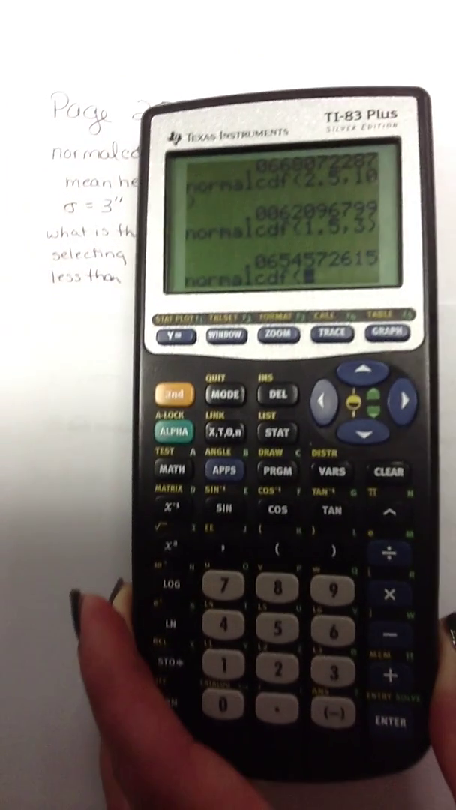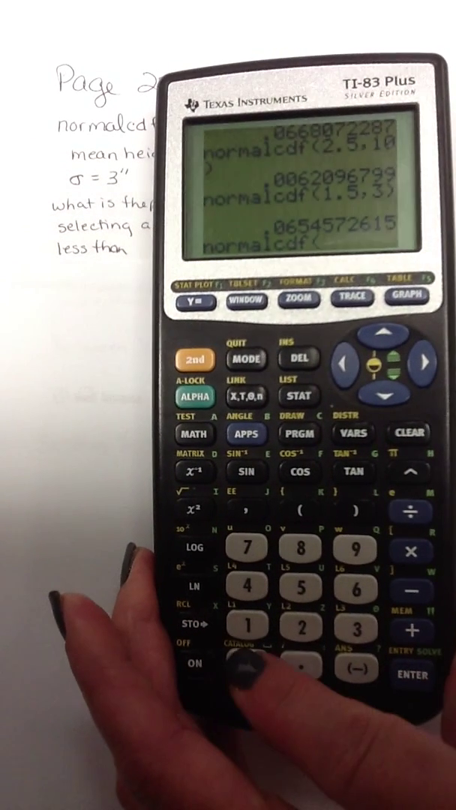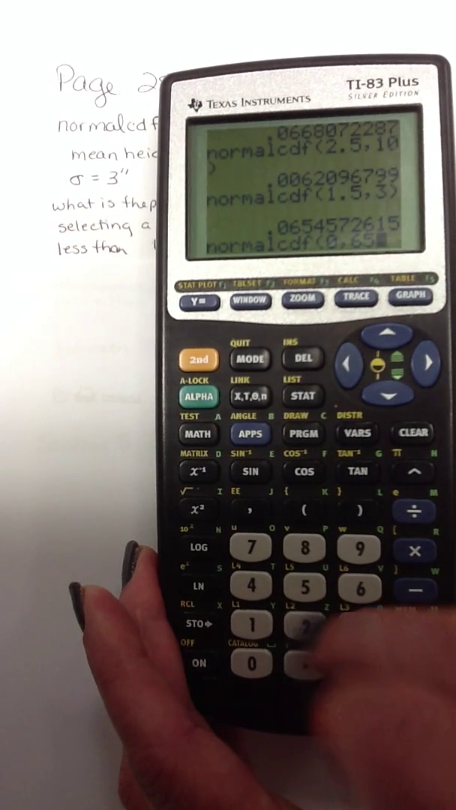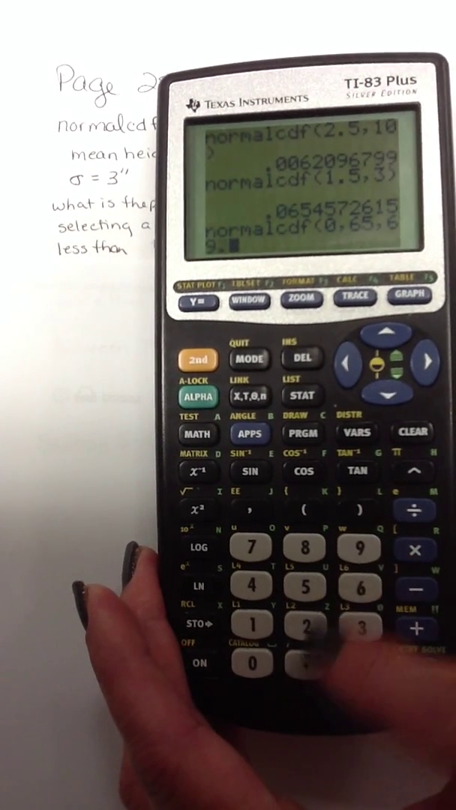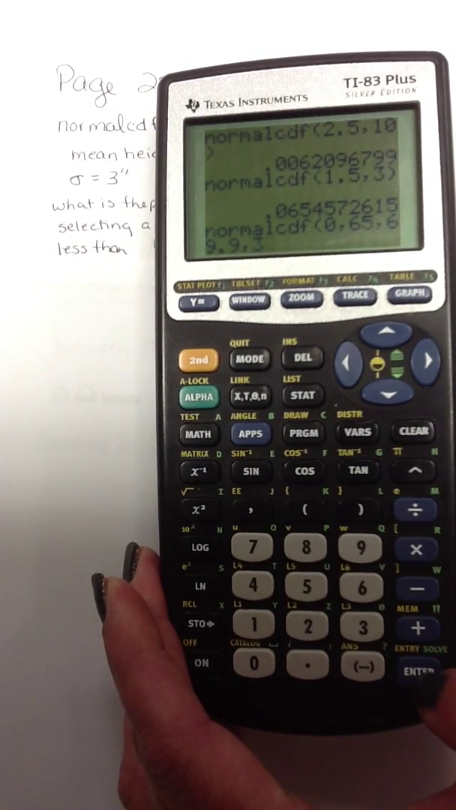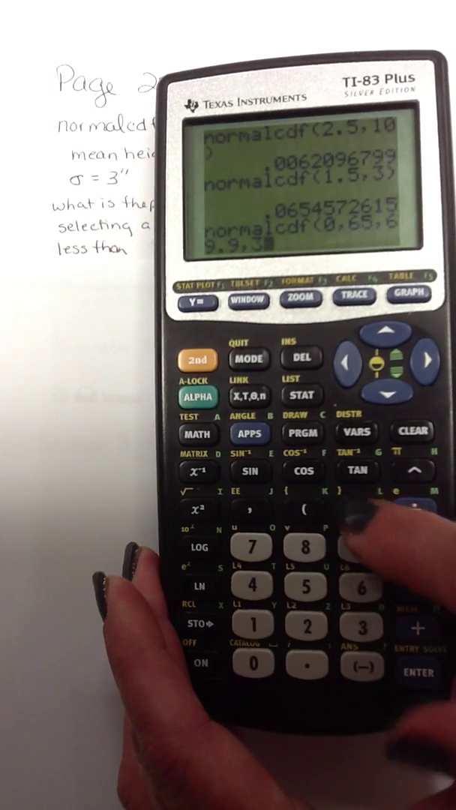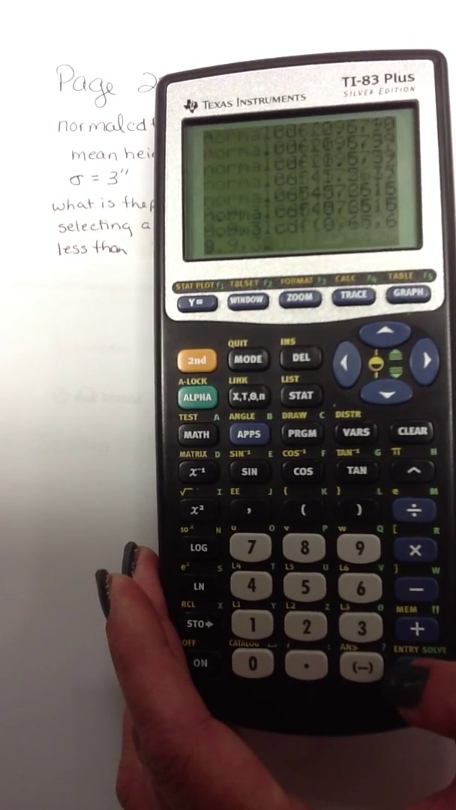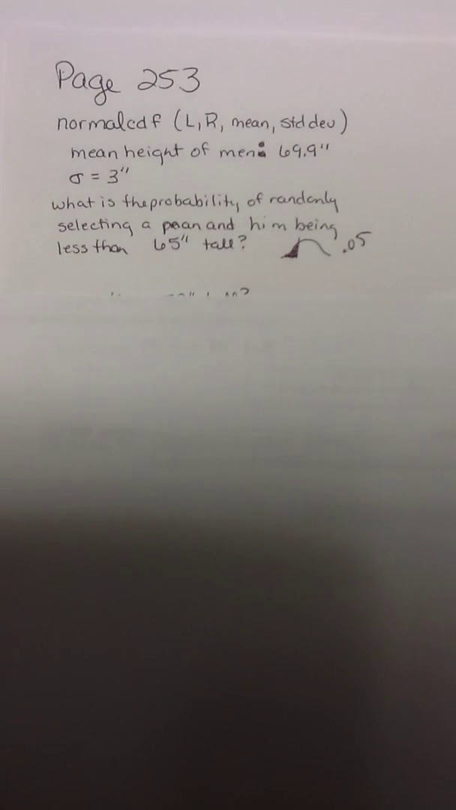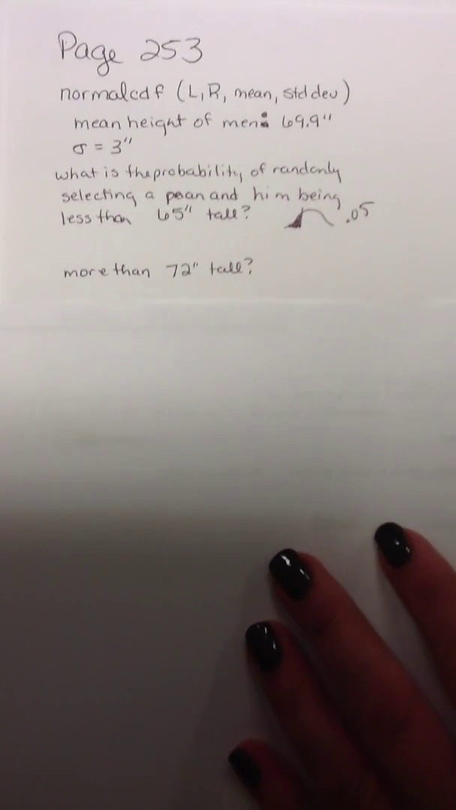So I need to come up with a left bound. So I have to come up with a ridiculously low height. So I'm just going to say 0. 0, 65. Our mean for men is 69.9, and our standard deviation is 3. So the probability of randomly selecting a person less than 65 inches tall is going to be 0.05, or 5%. So not very likely.